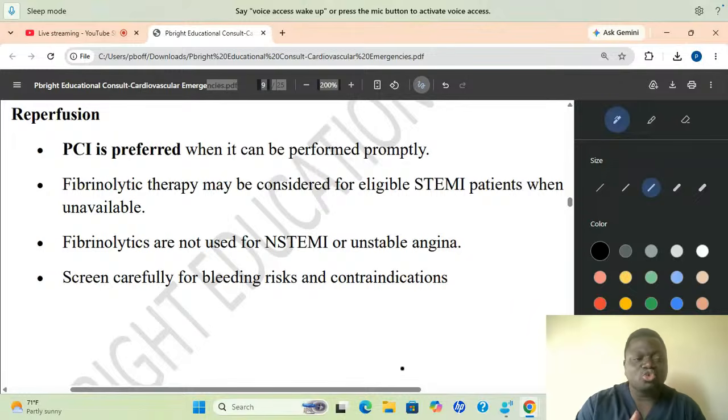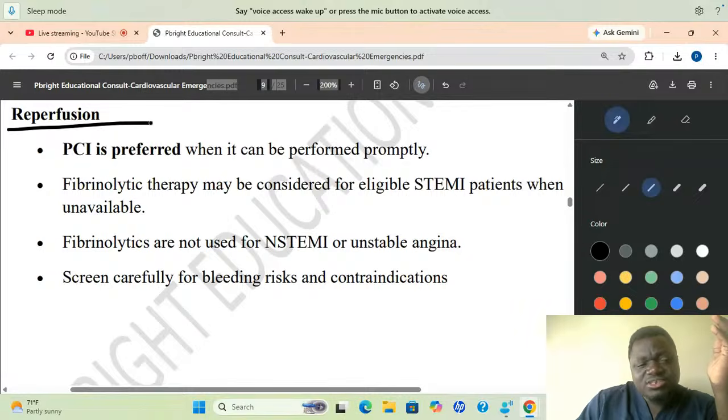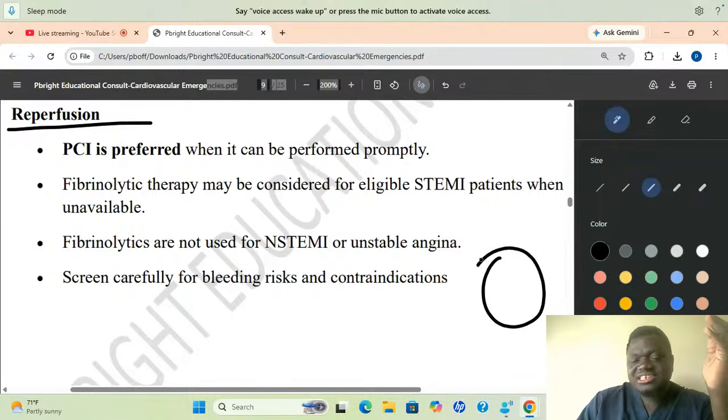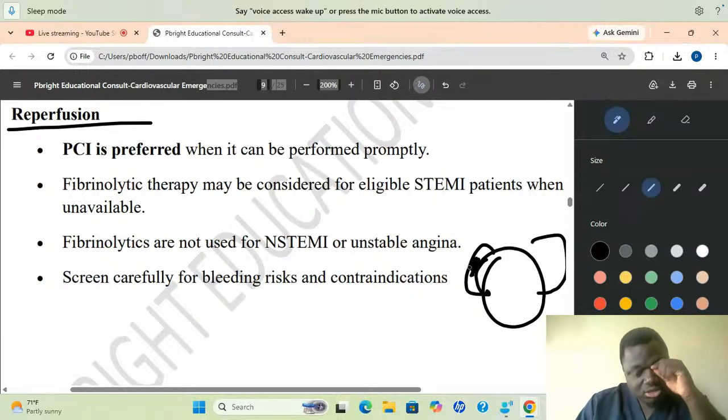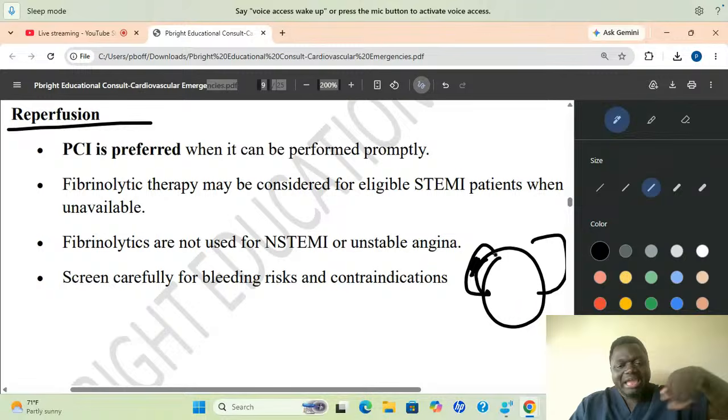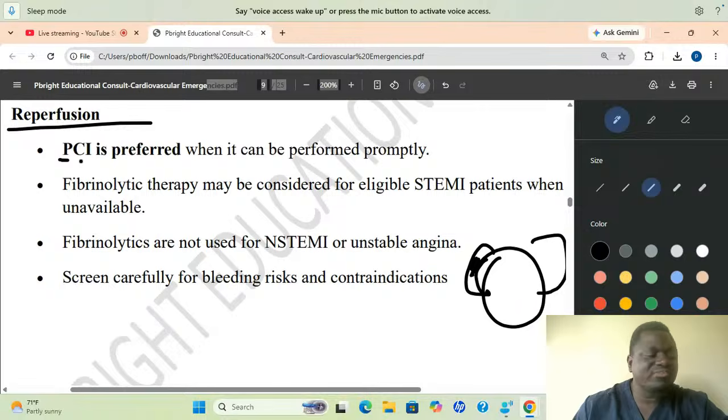Okay. So we are continuing. How do we reperfuse this patient? This is the heart, and this is the coronary arteries. The coronary arteries are blocked. We have to go and remove the clot so that the heart muscles will not die, and blood will start flowing in and out. We call it the percutaneous coronary intervention, PCI.